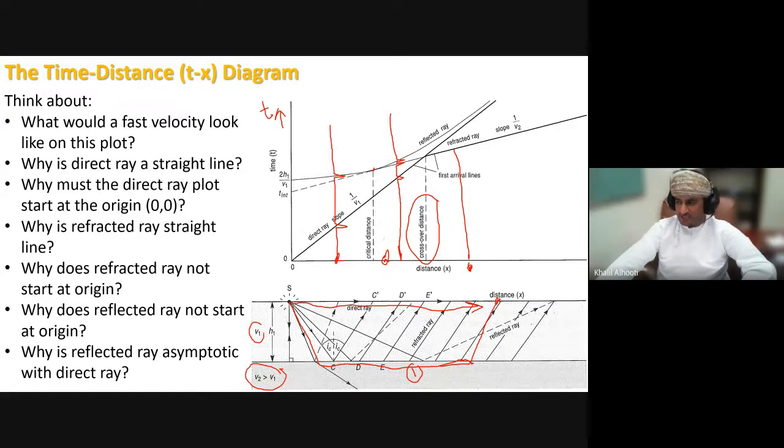So it's traveling here slowly. It traveled this distance, yes, but it's traveling so fast in the second layer. So at some point, it will overcome the direct energy. At some distance, that distance is exactly what we call crossover distance.